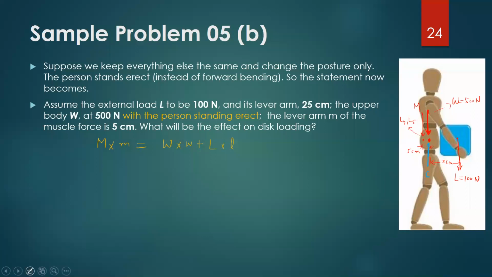So that was the situation. That has slightly changed now. So this M is to be found. This lever arm of 5 is the same. Now the weight of the person is 500, but its lever arm has changed to 0 or very small value practically. Load is 100 and we are assuming its lever arm is still the same, but practically it might reduce as well. So that M turns out to be 500 newtons.